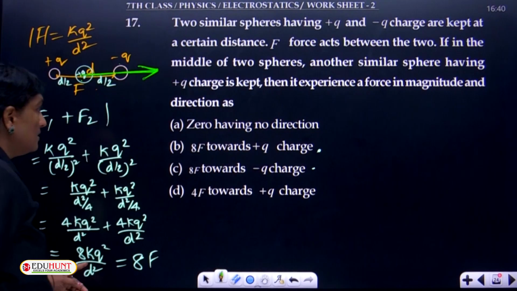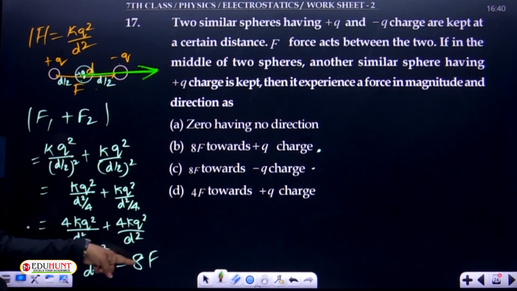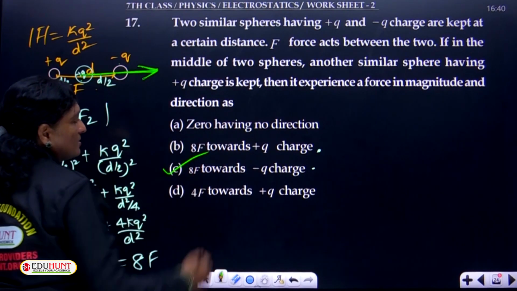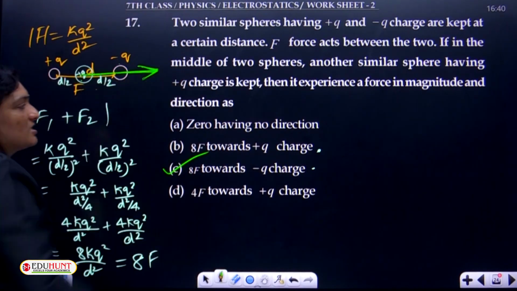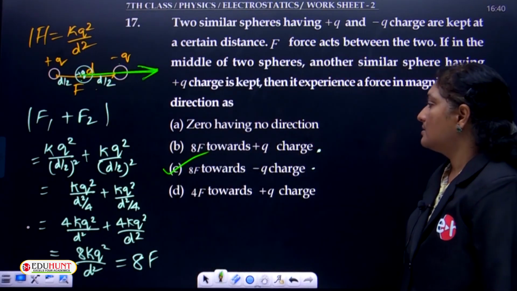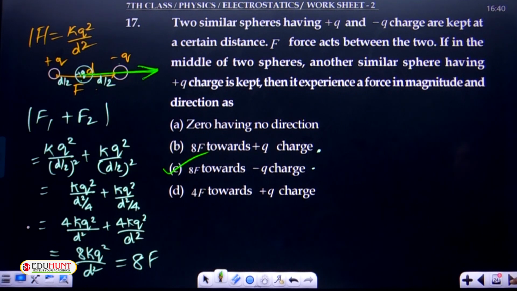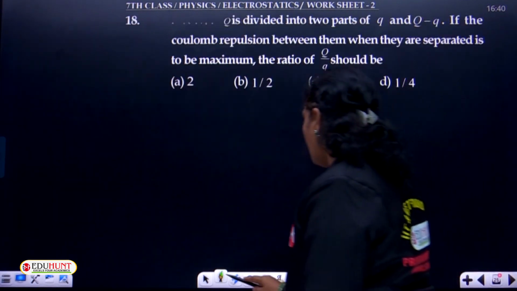So it experiences a force of 8F. It experiences a force of 8F towards which charge, children? Towards the negative charge. Hence, the third option must be true. The correct option is the third option, C, that is 8F.